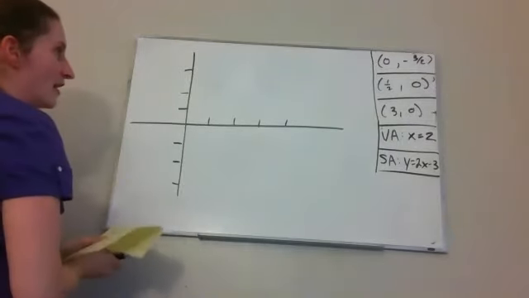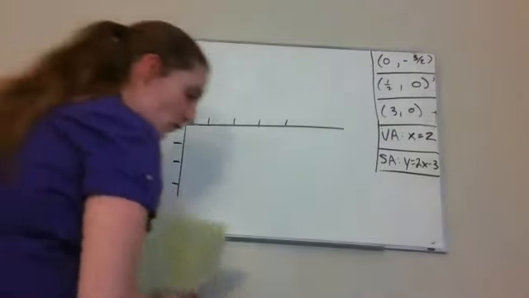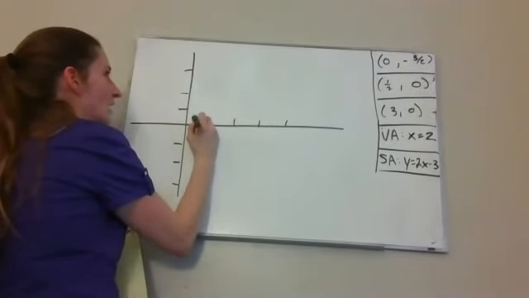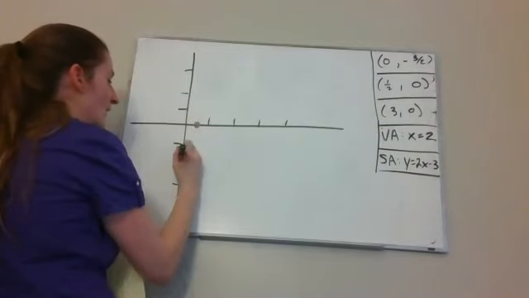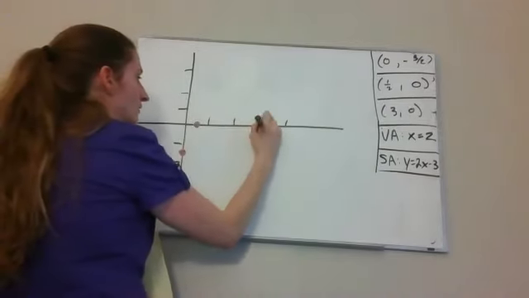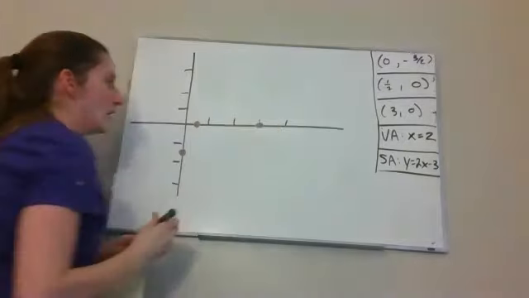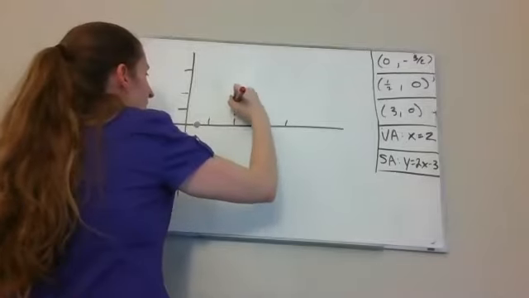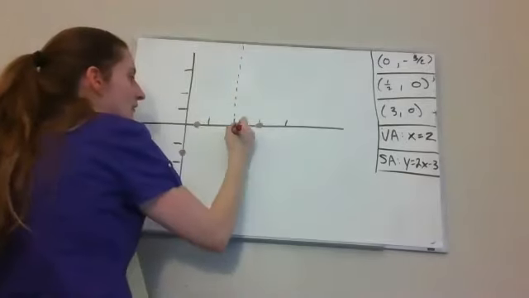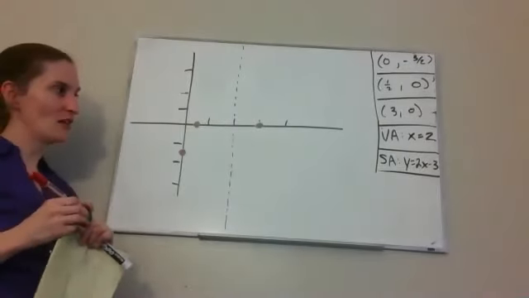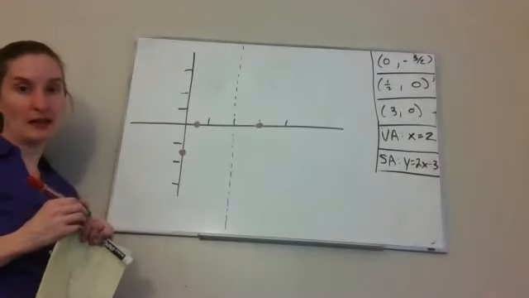The points that I know are 1/2, 0. That's right here. I have 0, -3/2, and I have 3, 0. I have a vertical asymptote at x equals 2. And I have a slant asymptote at y equals 2x minus 3.